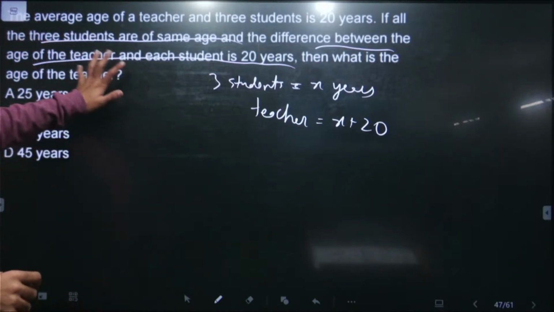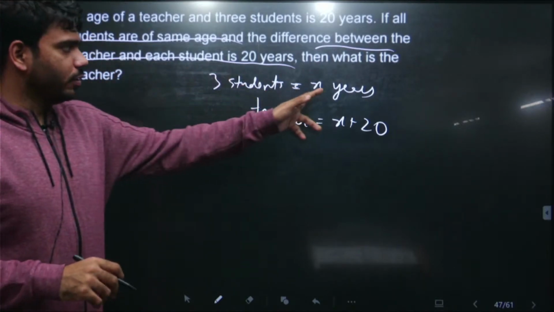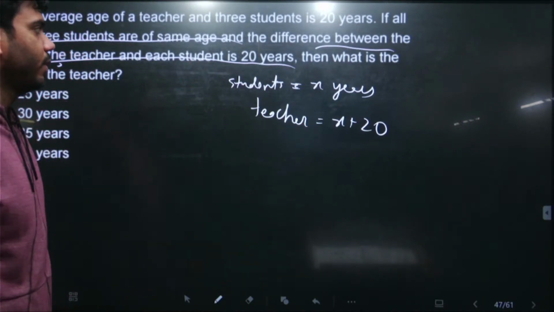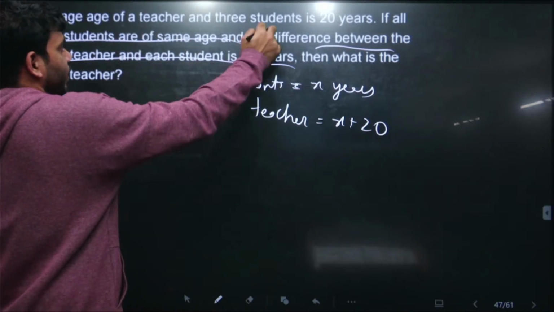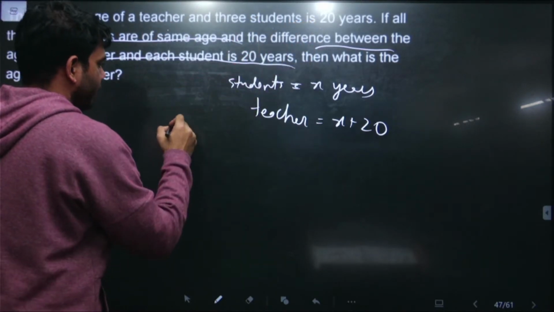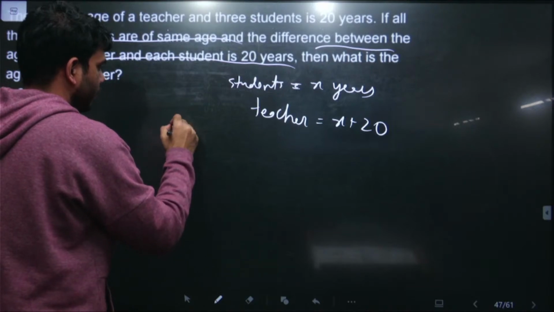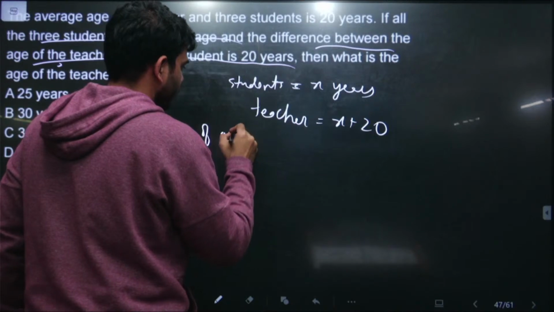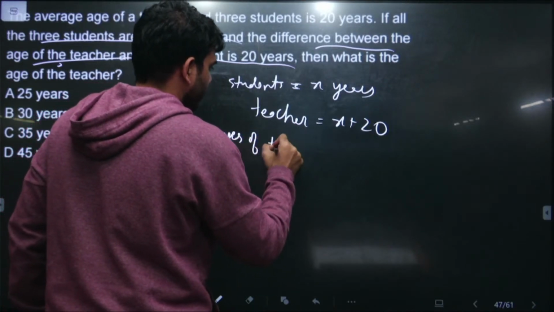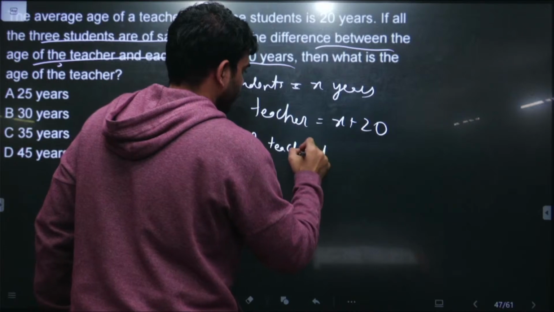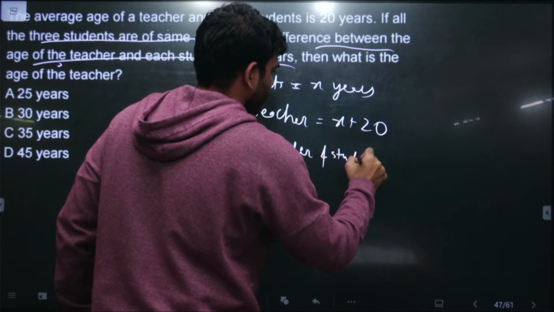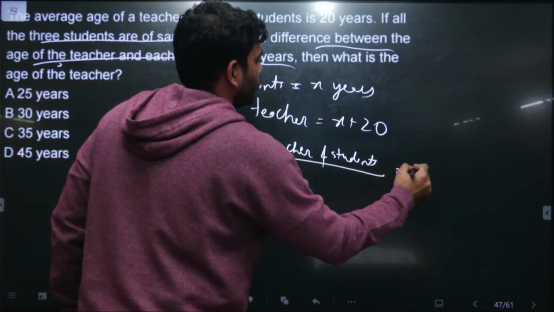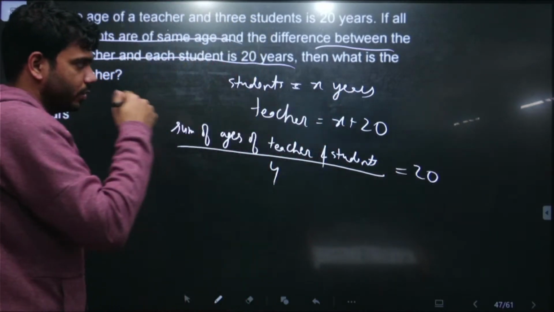The difference between the age of the teacher and the student is given as 20 years. If the age of the student is x years, the age of the teacher will be x plus 20 years, and the average of 3 students and a teacher is 20 years. It means the sum of the ages of the teacher and students upon 4 is coming out to be 20, because there are 3 students and 1 teacher.